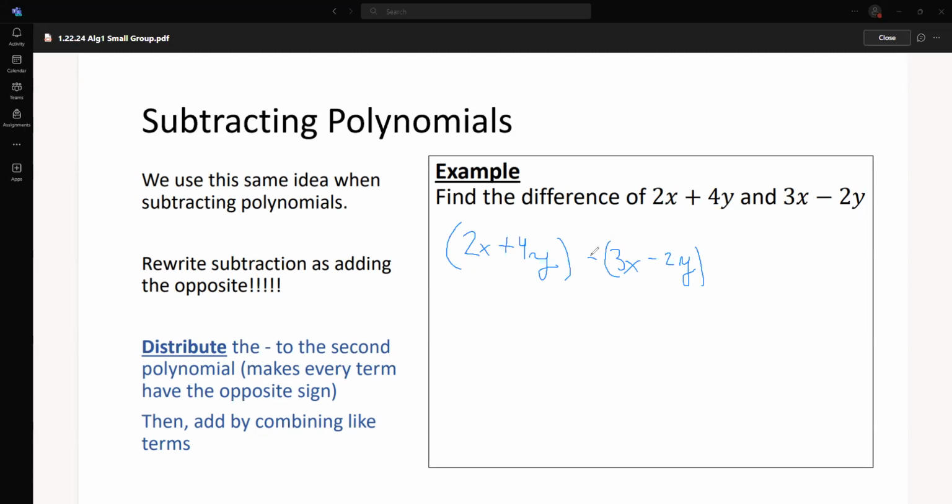Watch. With this negative symbol, I can consider it a -1, almost, right? So then I multiply -1 to this and to this using the distributive property. So I can make this 2x plus 4y plus -3x plus 2y.